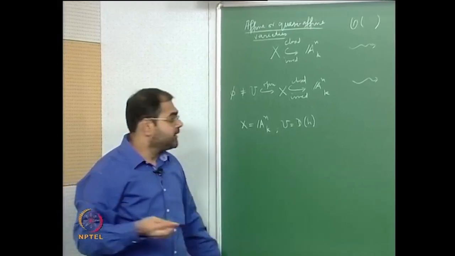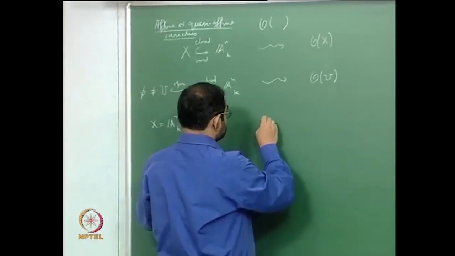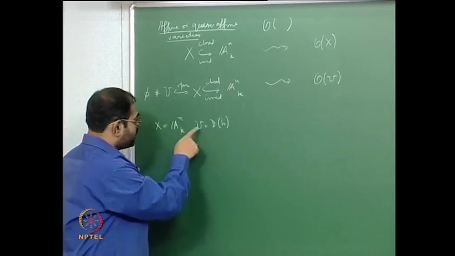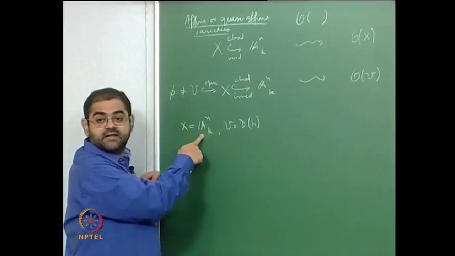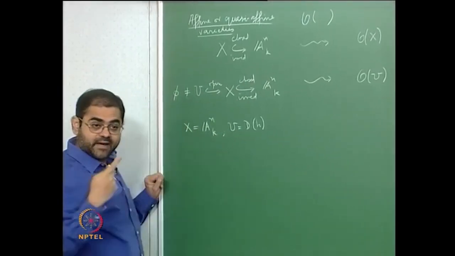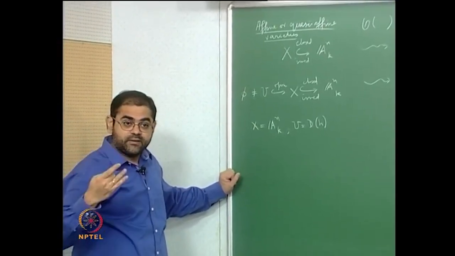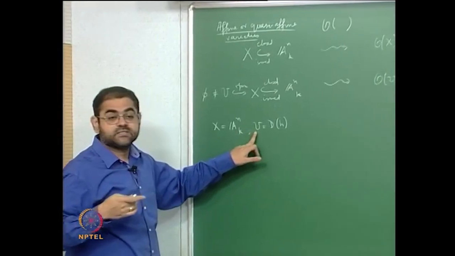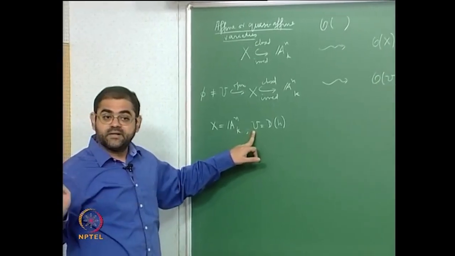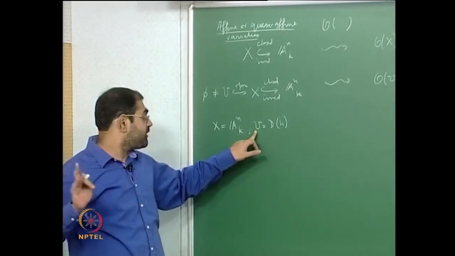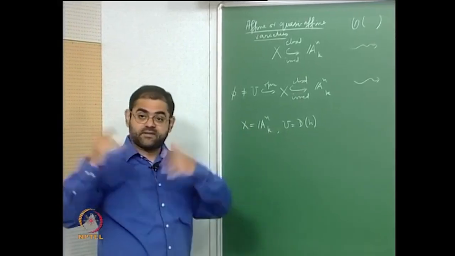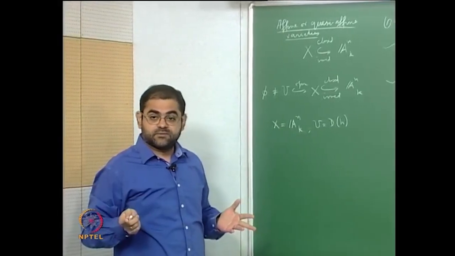We have seen this. In this case, even though U is only a quasi affine variety in AN, it is actually isomorphic to a variety in AN plus 1. So in that sense U is not only a quasi affine variety, but it is also an affine variety. It's not an affine variety in AN, but it is an affine variety in AN plus 1, okay.